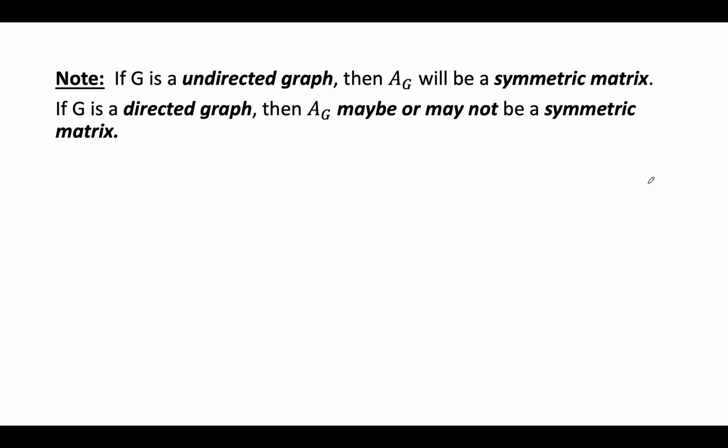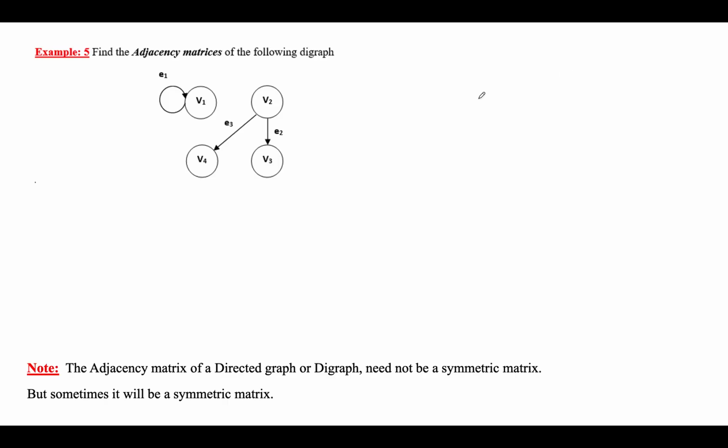All right, so here's the note. If G is an undirected graph, then AG will be a symmetric matrix. However, if it's a directed graph, then it might or might not be a symmetric matrix. Let's see this example in order to understand if they are symmetric or not. So here is the adjacency matrix of the following directed graph.